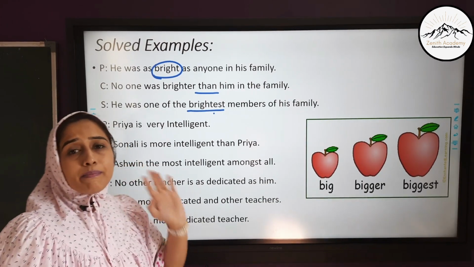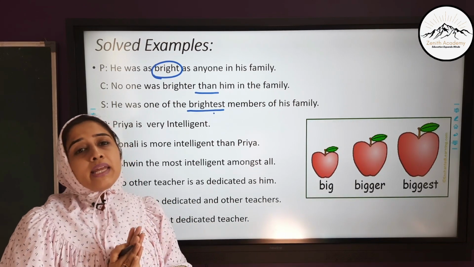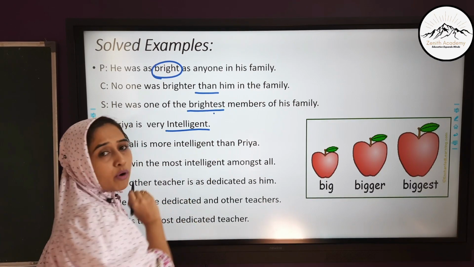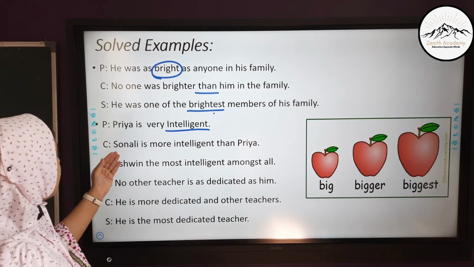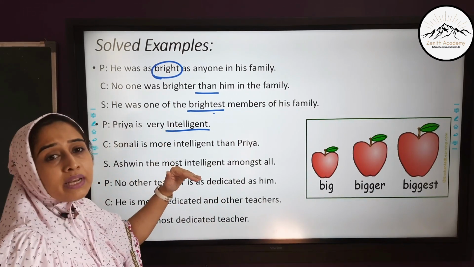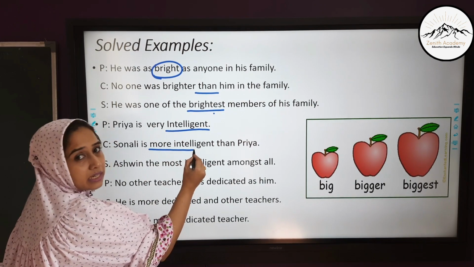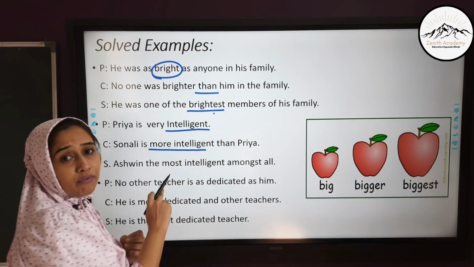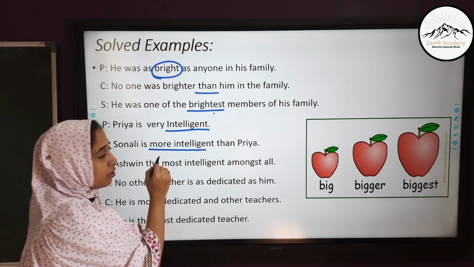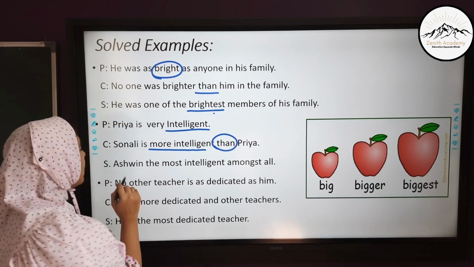Next is Priya is very intelligent. This is a simple sentence saying that Priya is very intelligent. Here we are not comparing the intelligence of Priya with anybody else, so intelligent is in the positive form. Sonali is more intelligent than Priya. Now her intelligence is being compared to another girl, Sonali, so we are using more intelligent. Since intelligent is a word with more than one syllable, we add more before it and than after it because it is in the comparative form.